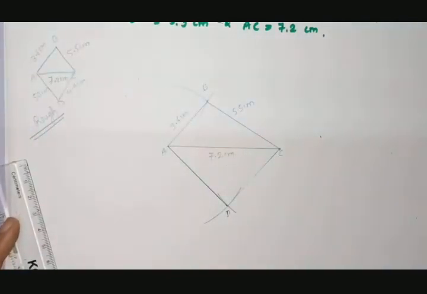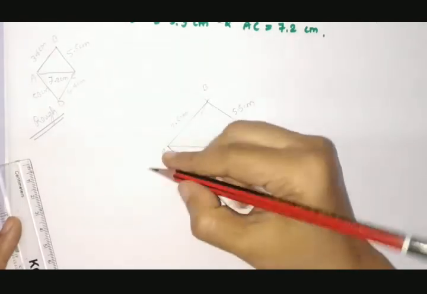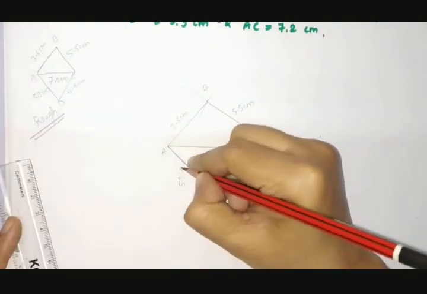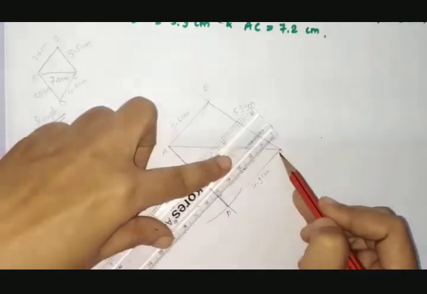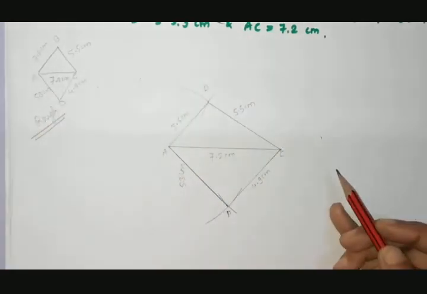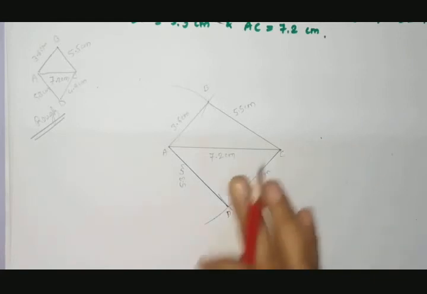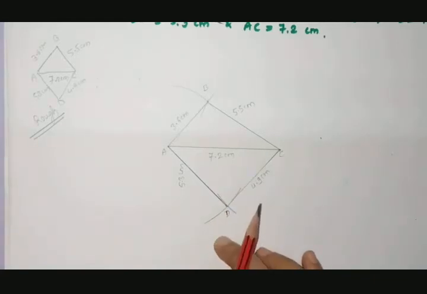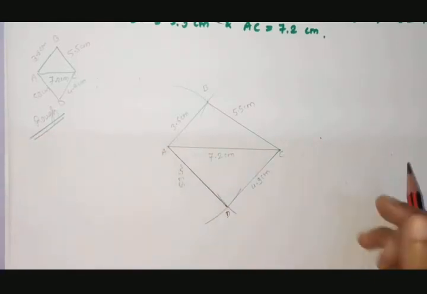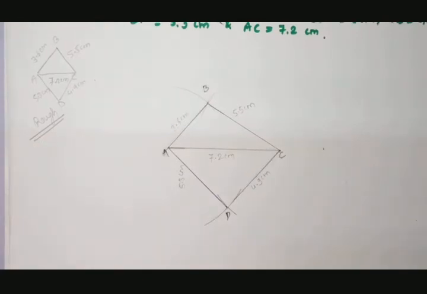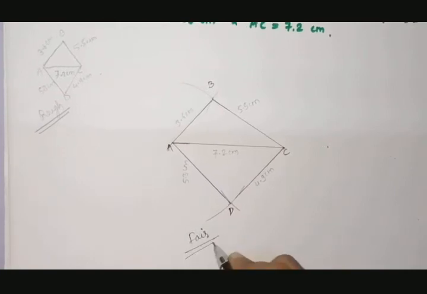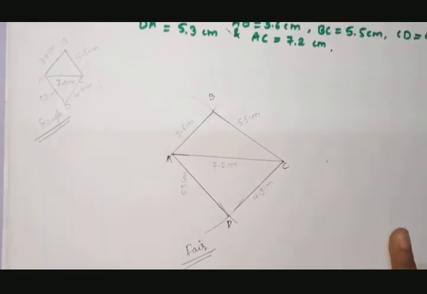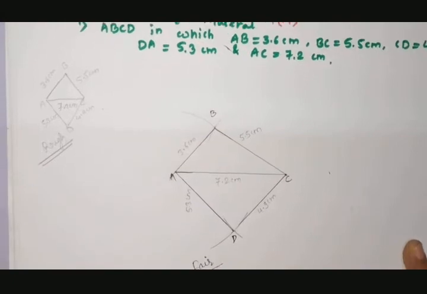So friends, you can write down here, this is 5.3 and this is 4.9 centimeter. So friends, this is our fair figure and this is a rough sketch. You can write down this is a fair sketch, okay, and this is a rough sketch. So construction of quadrilateral is very simple.